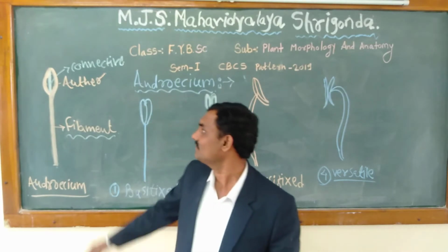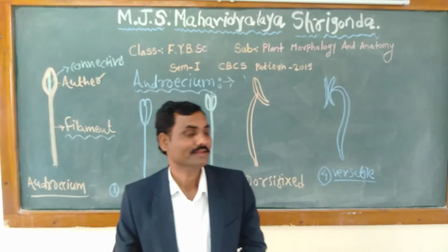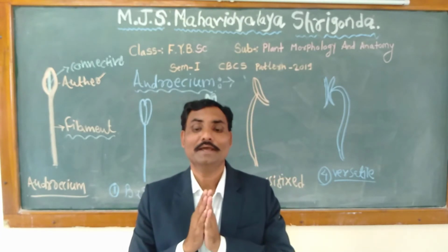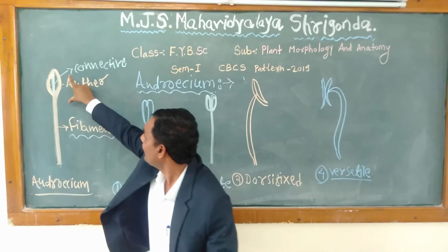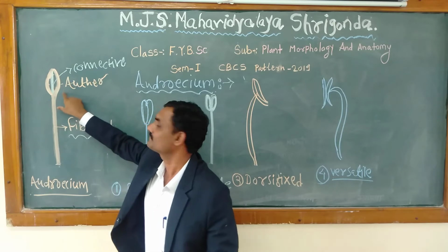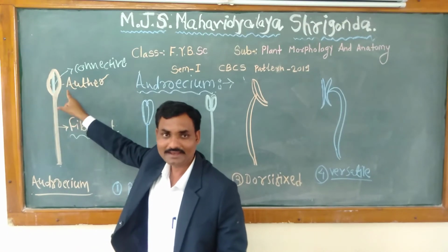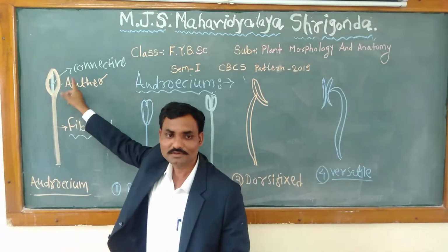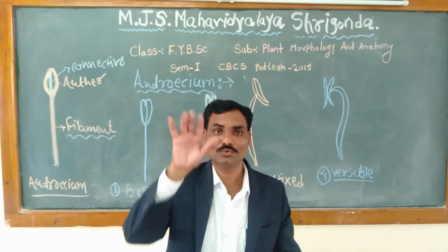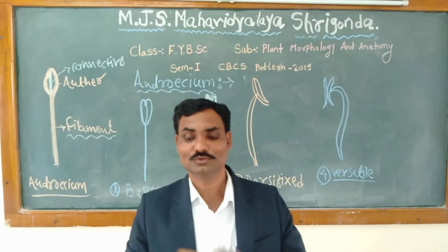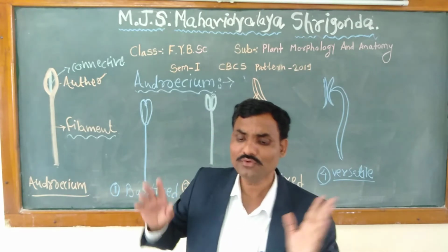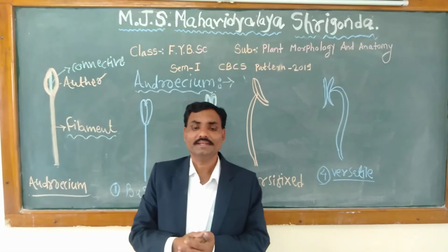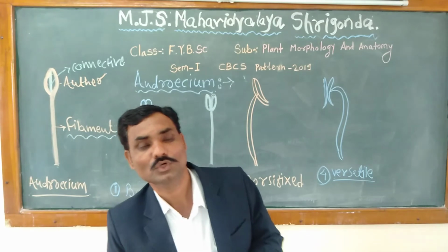Then about the anther. What is the anther? This is a sac-like, bag-like part placed at the top of the filament. This is the anther, a sac-like structure found on the topmost position of the filament. The part at the top end of the filament we call the anther. It is made up of two lobes. Here is one lobe, here is another lobe. And each anther lobe contains two pollen chambers.